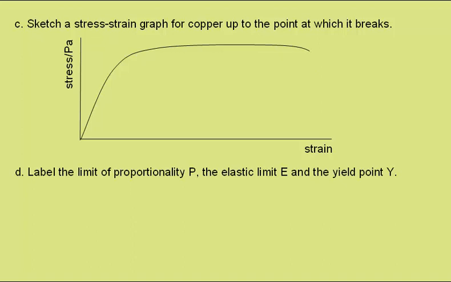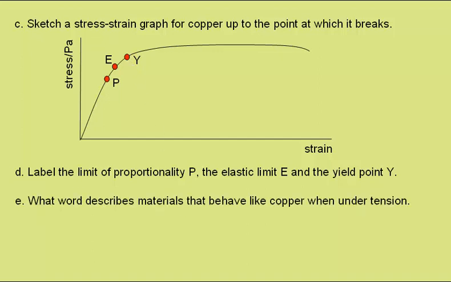Part D. Label the limit of proportionality with a P, the elastic limit with an E, and the yield point with a Y. Well, the limit of proportionality is where the line is no longer linear, around about here. Soon after that we reach the elastic limit, beyond which the wire would not return to its original length. The yield point is where we get a large amount of plastic deformation at this point.